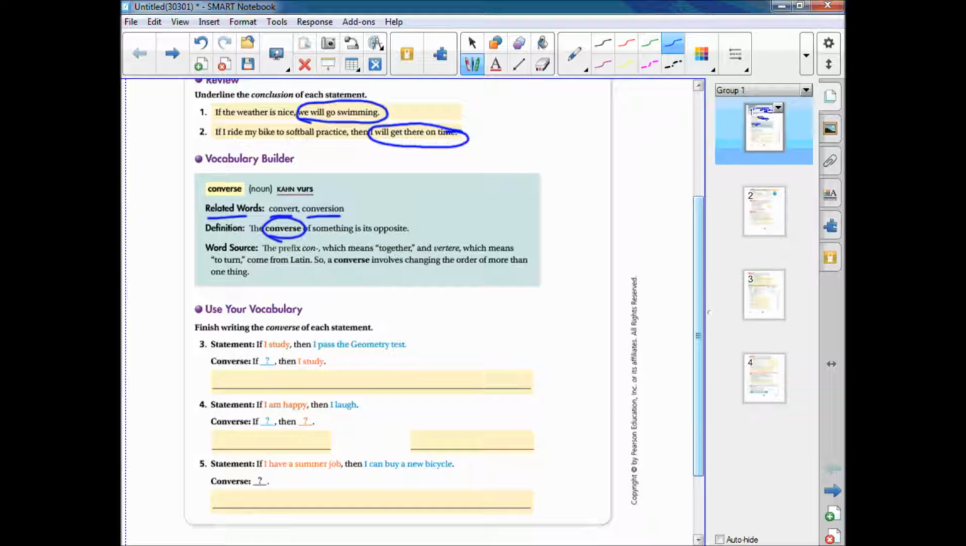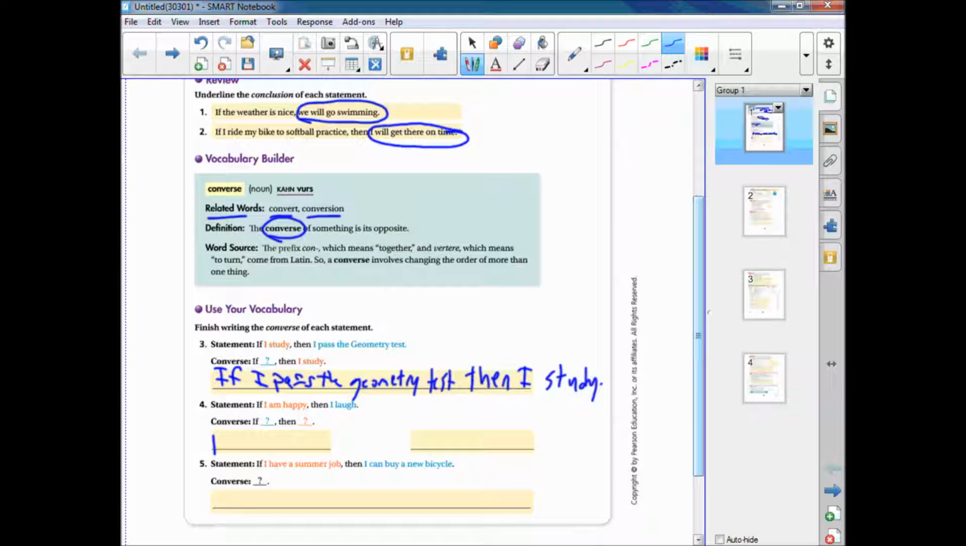If I study, then I pass the geometry test. So the converse is to turn the two parts around, together, and put them back together. So this would be: if I pass the geometry test, then I study. Okay, so we're just changing the hypothesis and the conclusion's places.